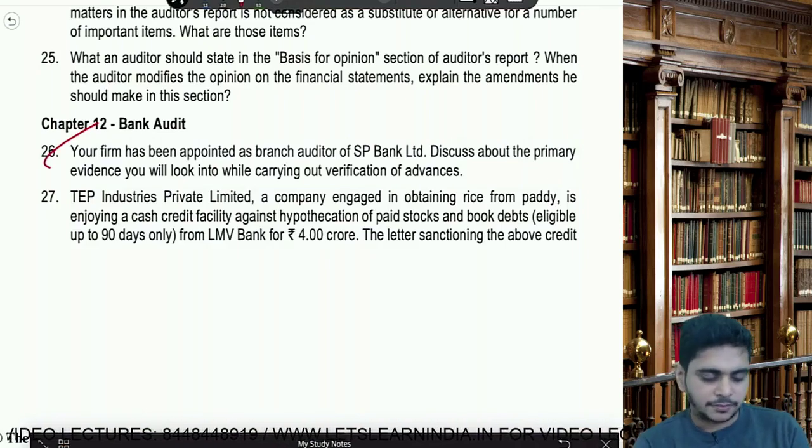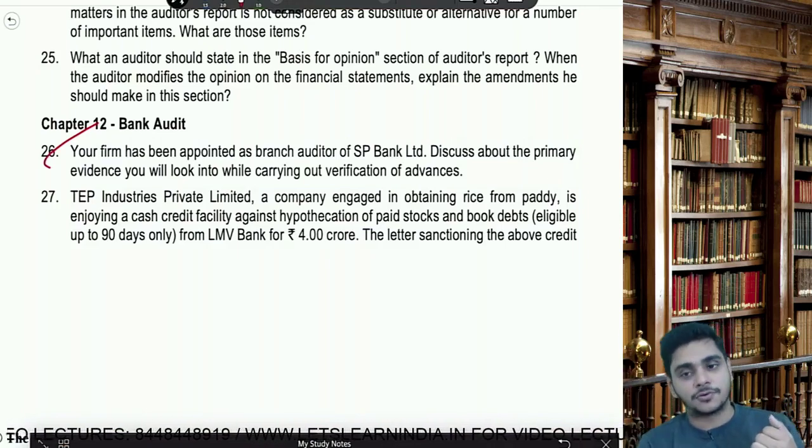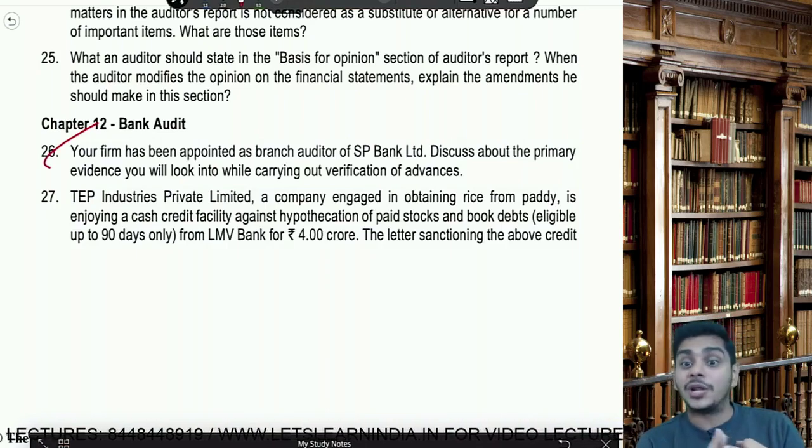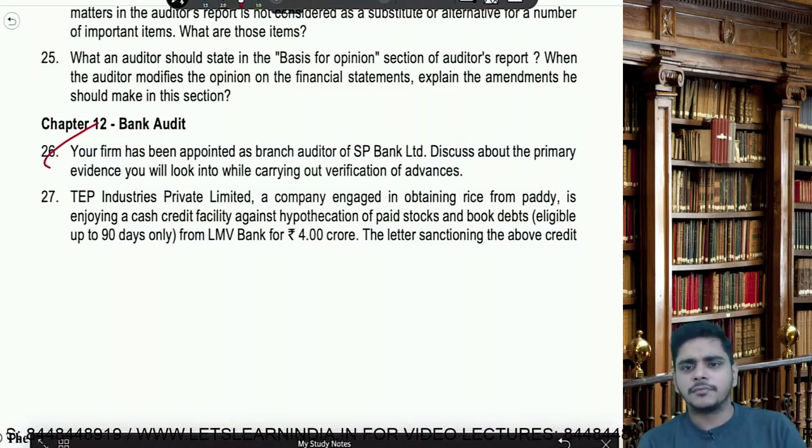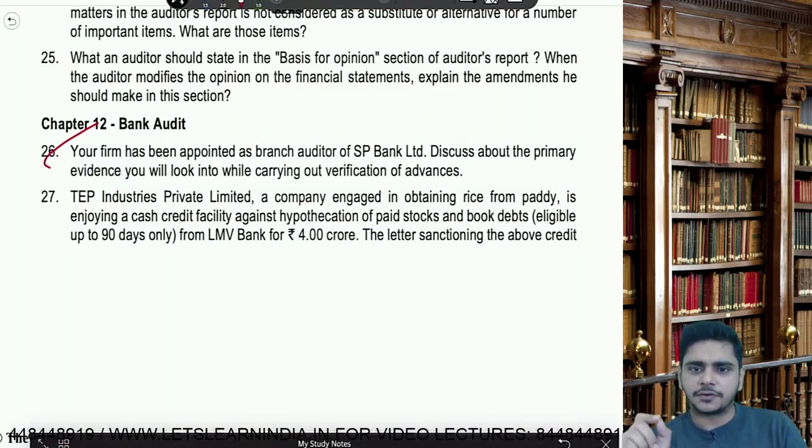Here, sir, when the bank is giving a loan: credit score, CIBIL score, loan agreement, collateral, security, repayment schedule, rate of interest, purpose of the loan. Very good, done. We have written this answer also in the notes.